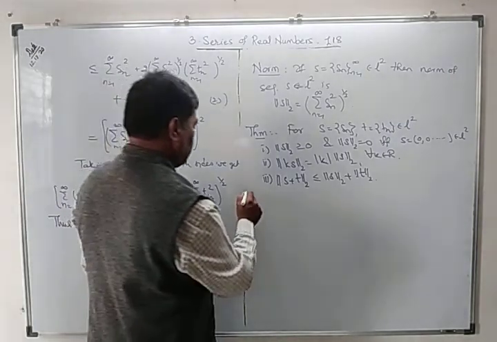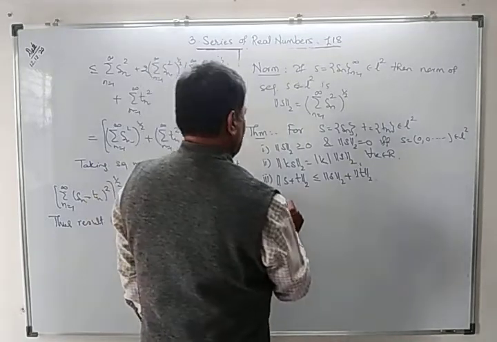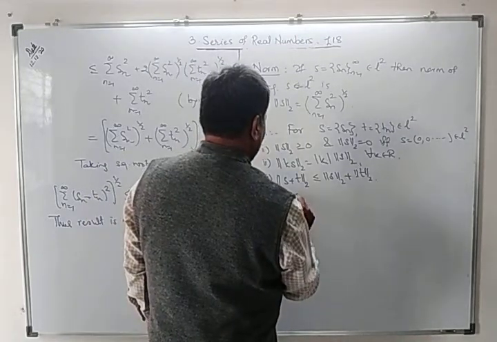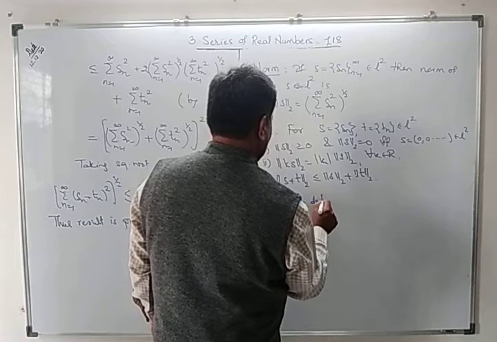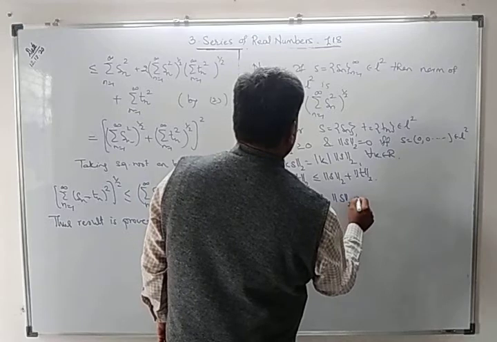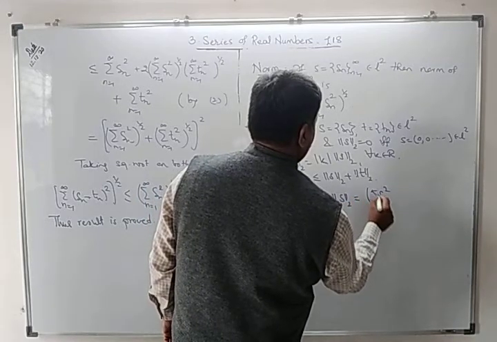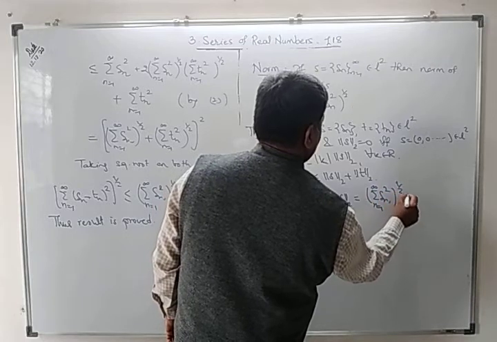So, proof. First, by definition, the norm of S in L2 is equal to the summation of Sn squared, n equal to 1 to infinity, raised to half, which is greater than or equal to 0.